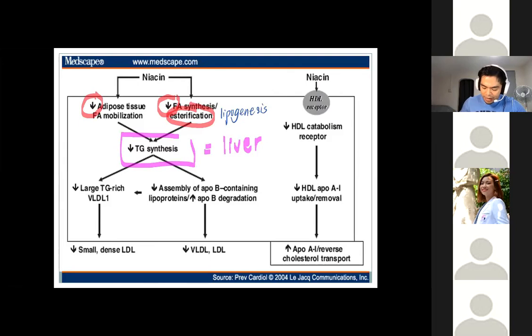Naalala nyo ba yung kanina, mga bata? Di ba ang chylomicron remnants, dinadagdagan niya ng triglyceride para maging VLDL, tama. So I have a question here. Pag mababa ang triglyceride in the liver, kumusta ang VLDL na nagagawa niya? Mataas or mababa? Okay, kaya ang ultimate effect dito ay mababang VLDL and eventually mababang LDL.